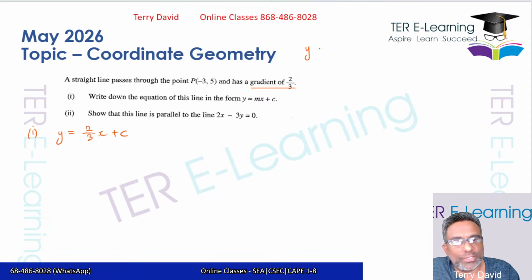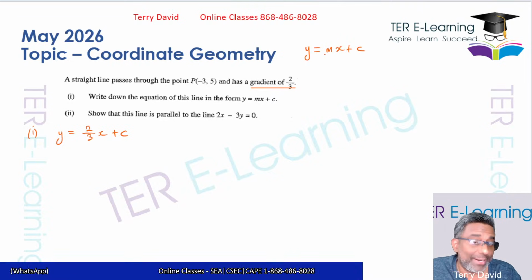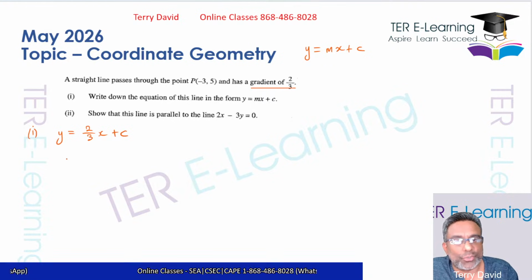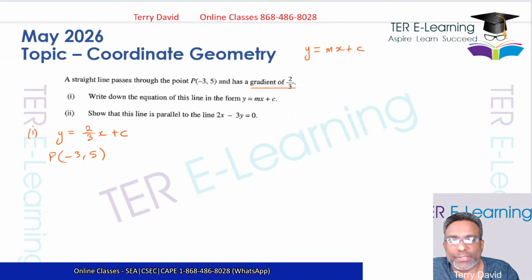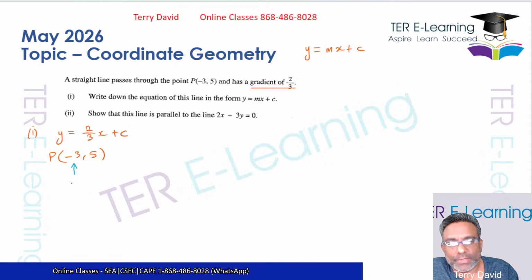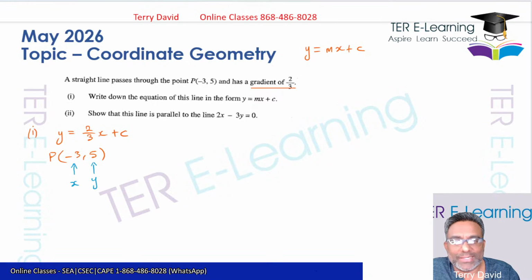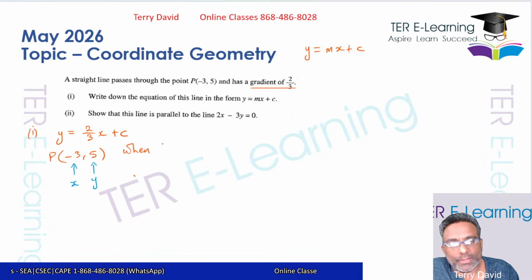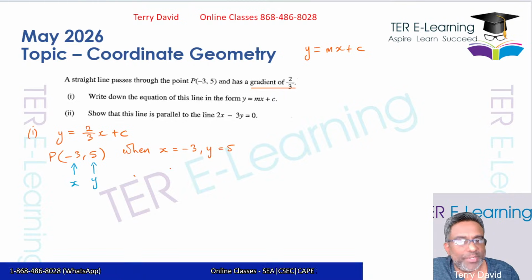Because remember, all straight lines have a general formula given by y equal mx plus c. And you know what m is in this case here? It's 2/3. So we're going to use the point P. And the point P is minus 3, 5. So again, just like with the previous question, this is an x coordinate, this is a y coordinate. So we know that when x is minus 3, y is equal to 5. So when x is minus 3, y is equal to 5. So we need to use this information to figure out c.